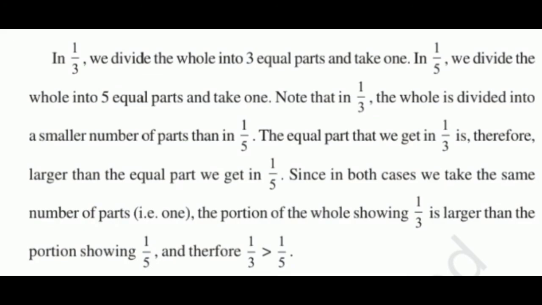In the same way, we can say 2 by 3 is greater than 2 by 5. In this case, the situation is the same as in the case above, except the common numerator is 2, not 1. The whole is divided into a larger number of equal parts for 2 by 5 than for 2 by 3. Therefore, each equal part of the whole in case of 2 by 3 is larger than that in case of 2 by 5. Therefore, the portion of the whole showing 2 by 3 is larger than the portion showing 2 by 5, and hence 2 by 3 is greater than 2 by 5.